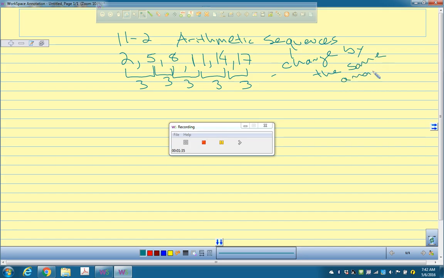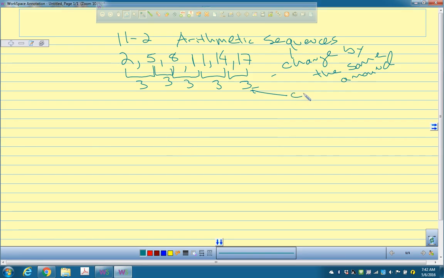And that amount, this number right here, 3, is called the common difference. This is called the common difference, and we abbreviate this with the letter D, okay? So we know that our common difference here is 3.